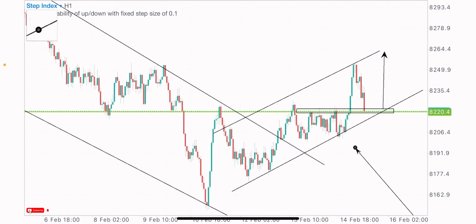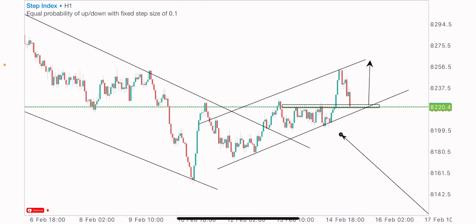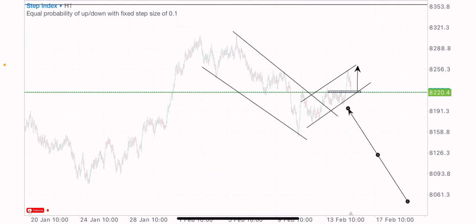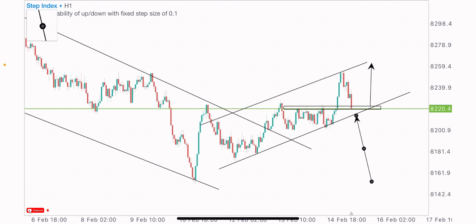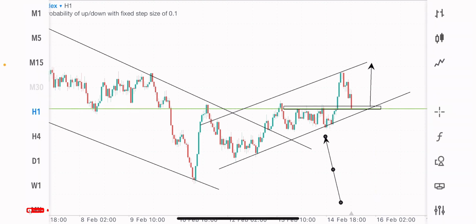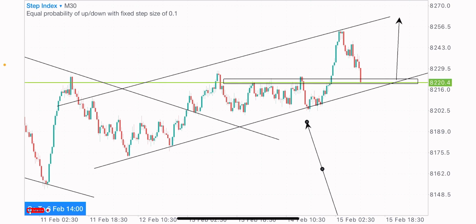But I can't just get into the trade right now. I can't just buy this index here. I still have to wait for confirmations on step index at this zone to buy this index. I have to get the confirmations that this index is actually going to buy from this zone before I can execute this trade. So that's my analysis and view basically on step index.